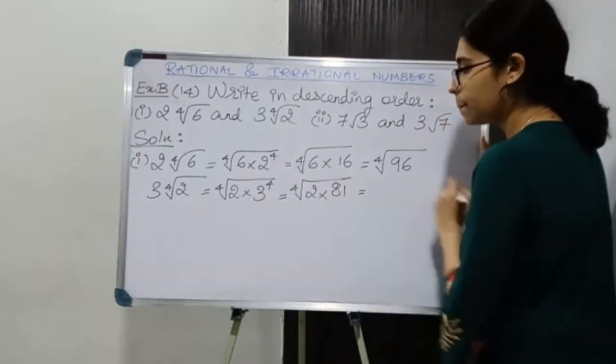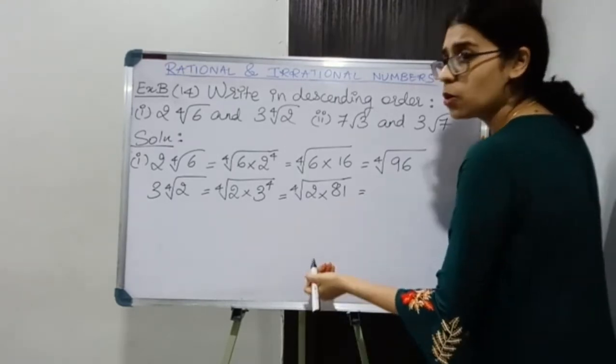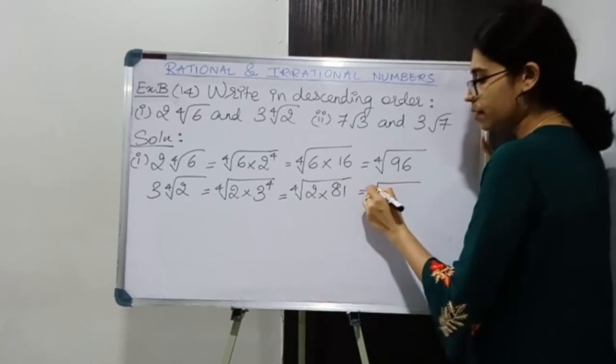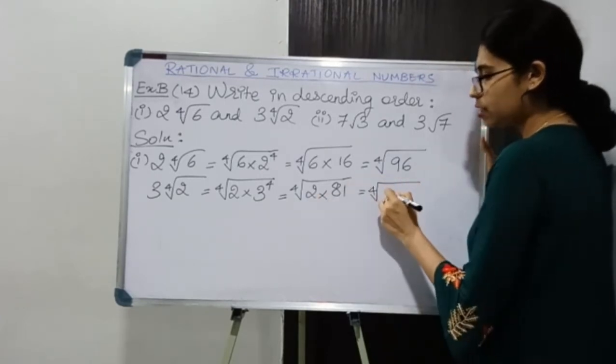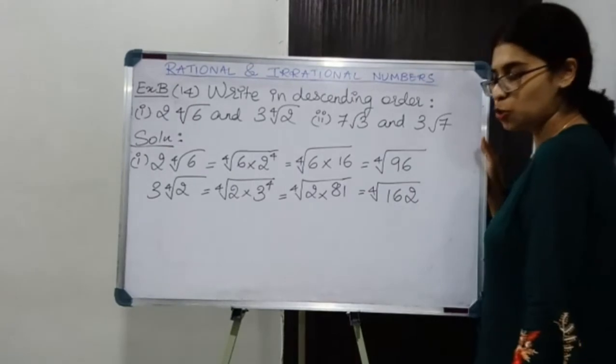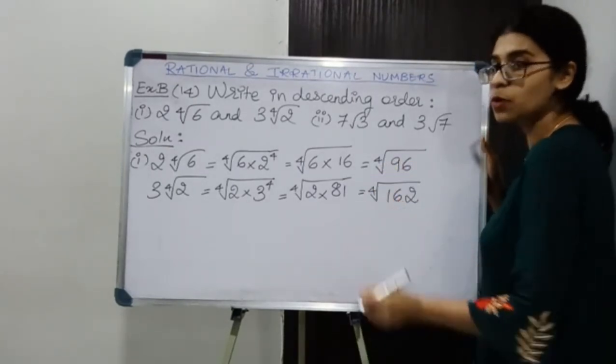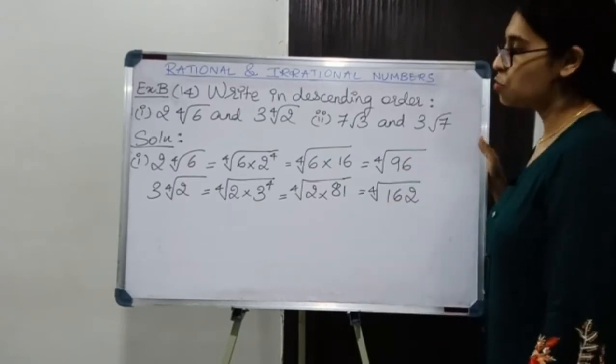Okay. Now you can work it out. Okay, you can solve it and then write down the answer. 2 into 81 gives 162. So 4th root of 96 and 4th root of 162, obviously this one is the bigger number and this one is the smaller number.